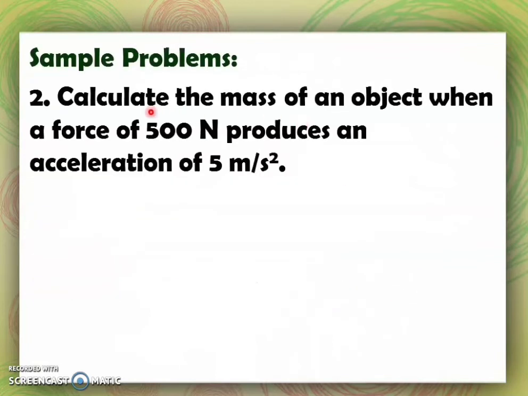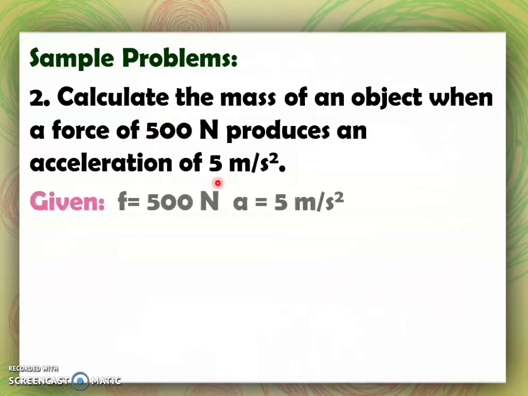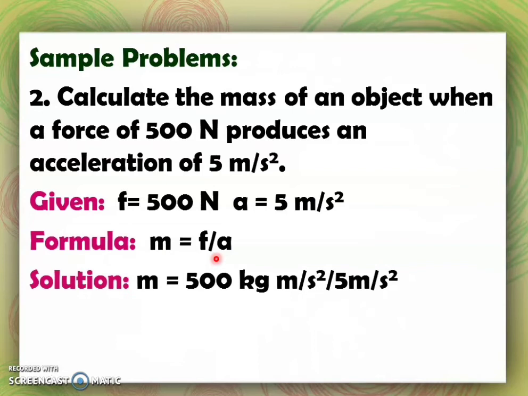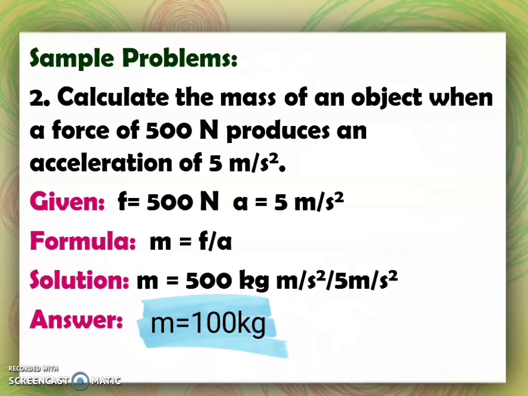Another one. Calculate the mass of an object when a force of 500 Newton produces an acceleration of 5 meter per second squared. Write the given, force and acceleration, and then our formula would be mass equals force divided by acceleration. Do remember that. Then our solution, so we have that division, and we will arrive at an answer of mass equal to 100 kilograms.